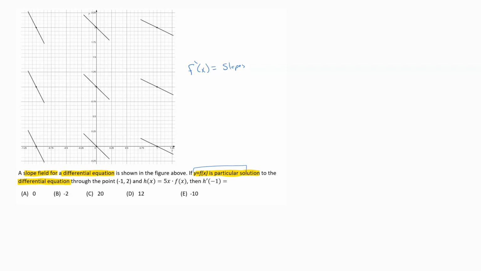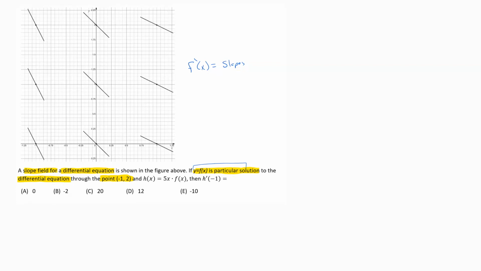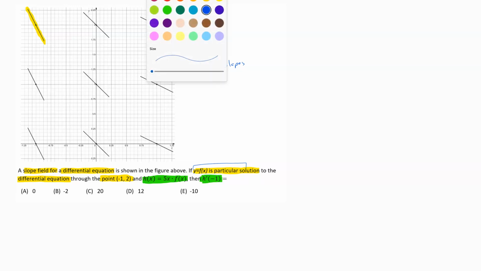Then looking through the rest of this, it's going through the point, and they tell us that this is through the point -1, +2. So if you go and look at your graph, you go -1, +2. So we're really talking about this slope right here. Then they start talking to us about this new equation, h of x. So h of x is equal to 5x times f of x. And from that, they want us to figure out what is h prime at -1.